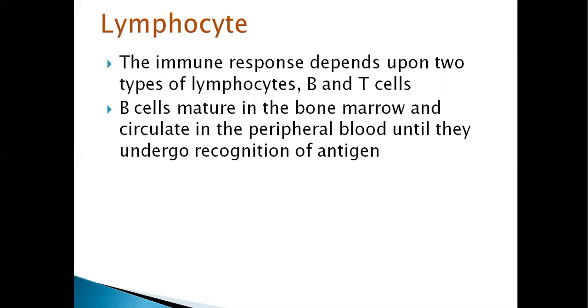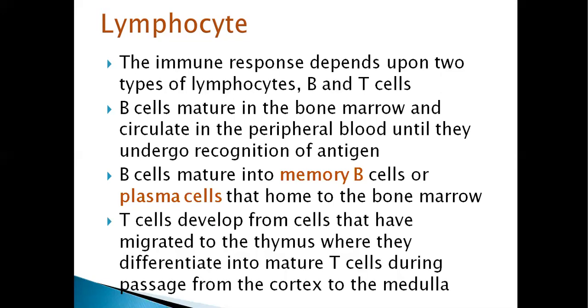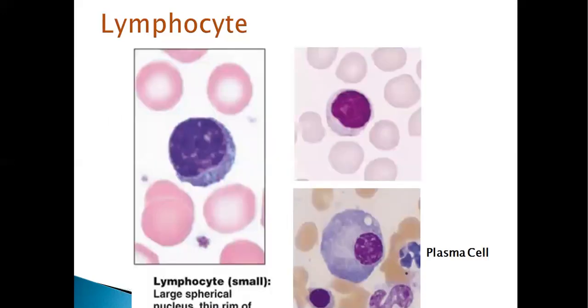B cells mature in the bone marrow and circulate in the peripheral blood until they undergo recognition of the antigen. B cells mature into memory B cells or plasma cells that home to the bone marrow. The T cells develop from cells that have migrated to the thymus, where they differentiate into mature T cells during passage from the cortex to the medulla of the lymph nodes. This is a lymphocyte picture under the microscope.